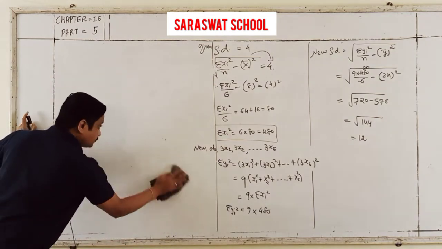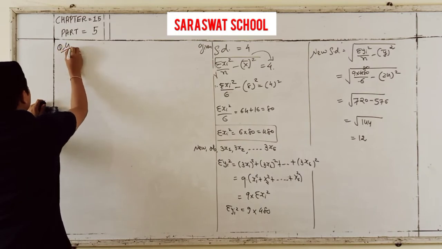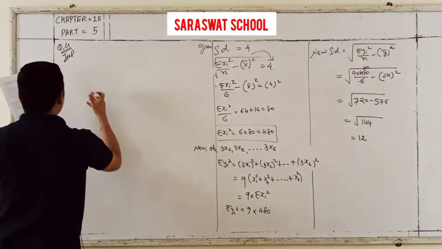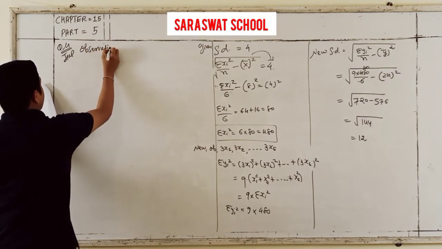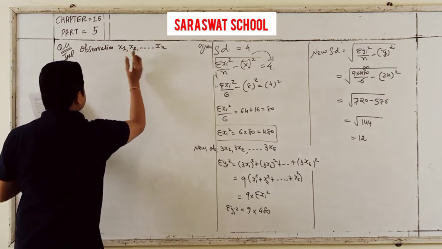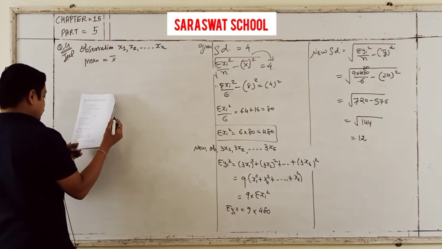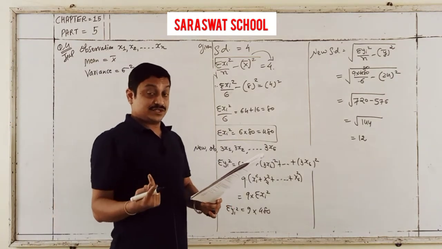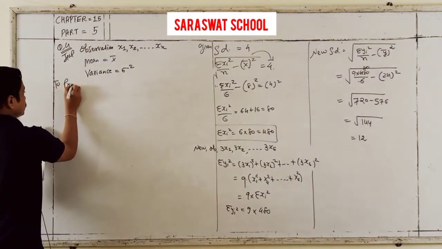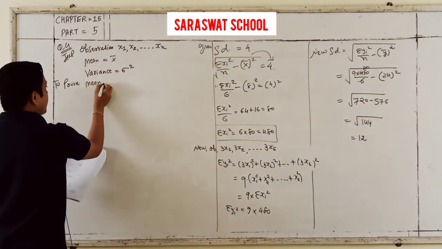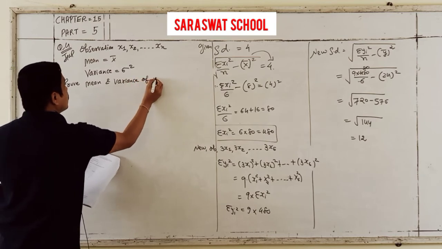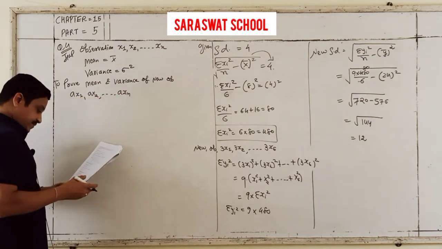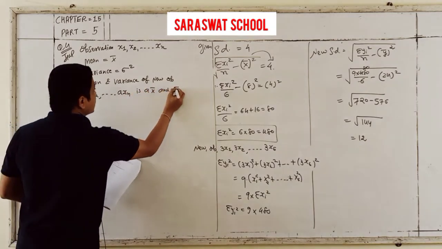Now continue. Question number 4, which is again the same rule but an important sum. The observations are given, 1 to n, and the mean is given. The observations are x1, x2 to xn, and, students, the mean is given as x bar, and the variance is also given, sigma square. If new observations are given, prove that the mean and variance of the new observations ax1, ax2, axn are a x bar and a square sigma square respectively.